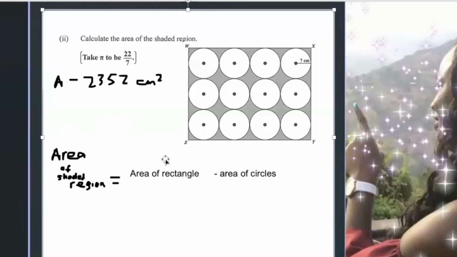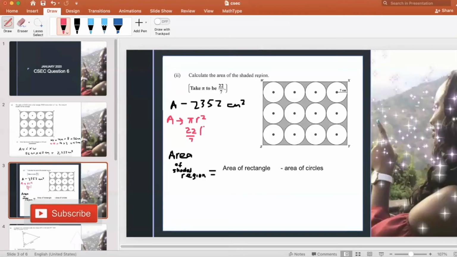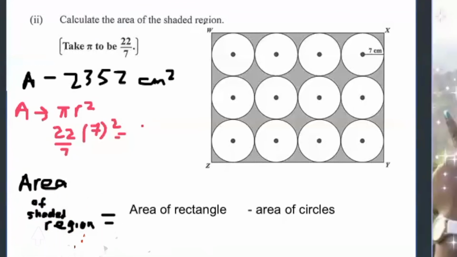Now, we already know the area of the rectangle. The only thing I don't know is the area of the circles, but we can find it. Now, the area of a circle, and I'll have it in pink. Pink represents the area of the circle. We know it's pi r squared. So pi, I'm going to use 22 over 7, and r is the radius. Radius is 7, so I'll have 7 squared. Working this out, the area of my one circle is 154 centimeters square.